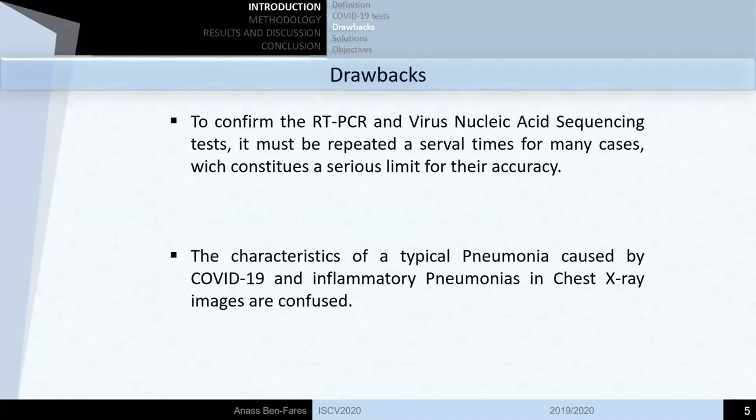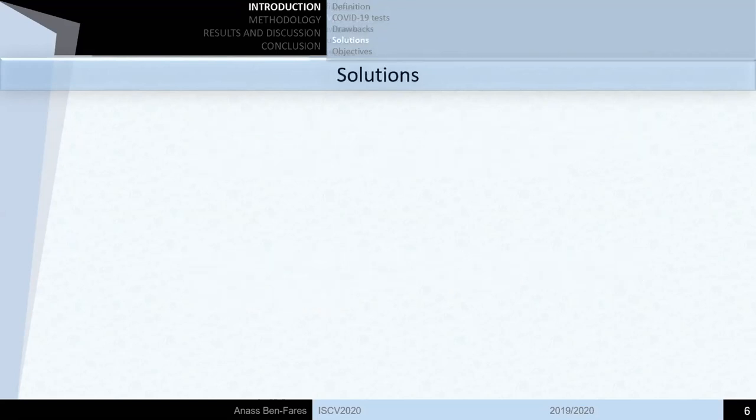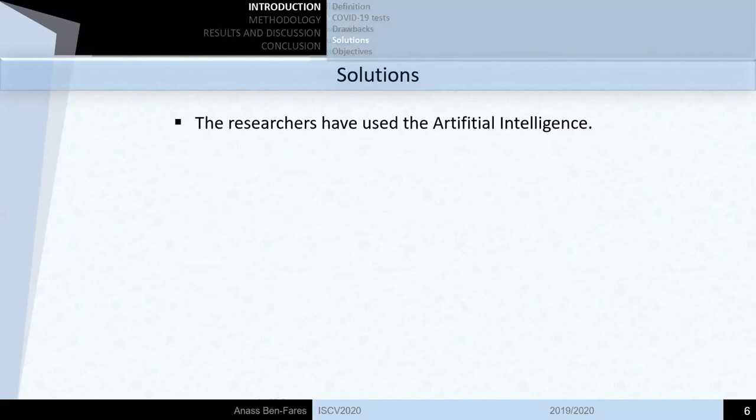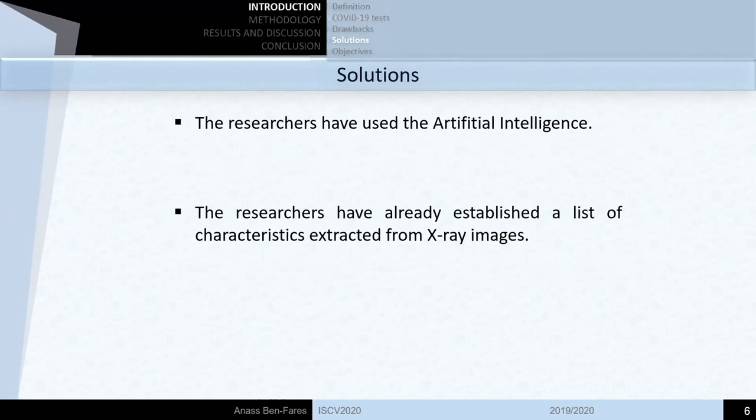As a solution to this problem, we are going to use chest X-ray images as a means of detecting this virus, COVID-19. But unfortunately, the characteristics of typical pneumonia caused by COVID-19 are confused with the characteristics of other typical inflammatory pneumonias, which makes the task of detection of COVID-19 by a radiologist very complicated. As a solution to this problem, researchers have used artificial intelligence, and they have already established a list of characteristics extracted from images to detect the presence of COVID-19.